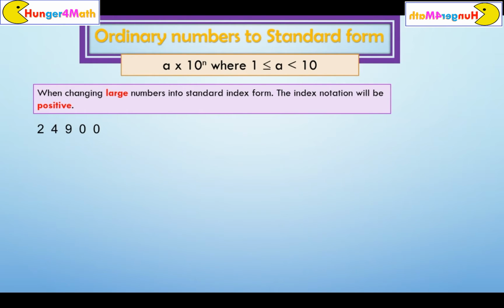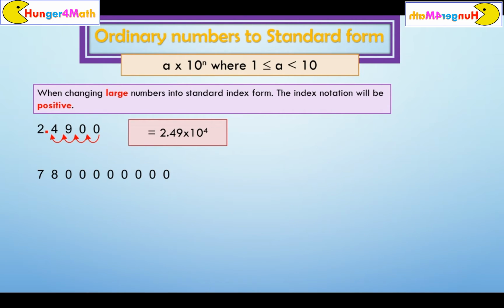Here's an example of a large number. We must follow that a is less than 10 but greater than or equal to 1. In that case, we need to put the decimal in between 2 and 4. From there, we have to count how many times we move the decimal. 1, 2, 3, 4. So that will be the value of your exponent or index. And that will be 2.49 times 10 to the power of 4.